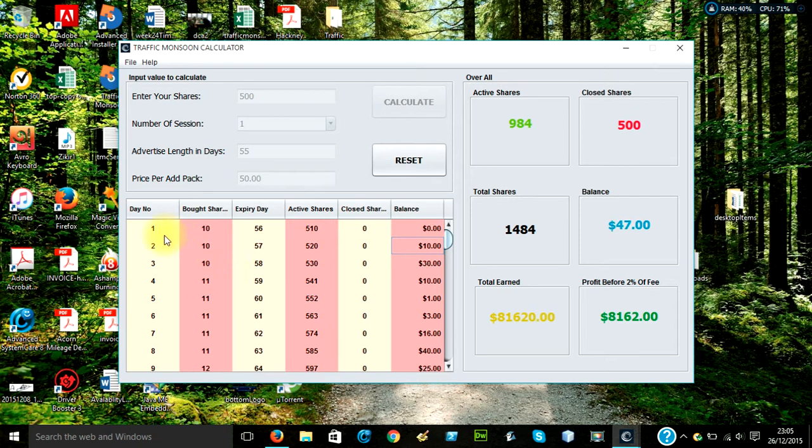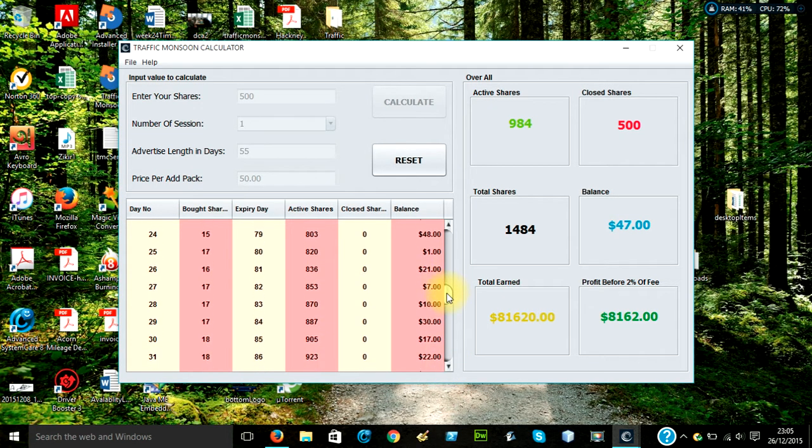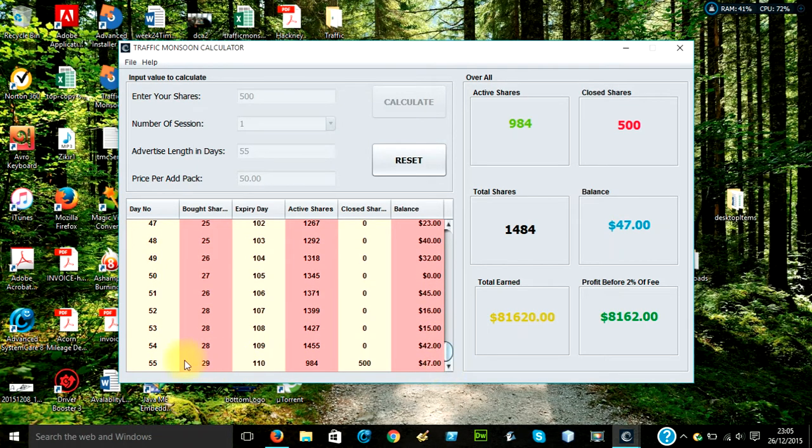If you buy every day like this, on the fourth day you're going to buy 11, on the ninth day you're going to buy 12. Basically it's going to increase. You can see the list is increasing and increasing. Once you reach 55 days, on day 55 you're going to buy 29 shares. The 29 shares will be closed on day 110, and active shares will be 984, and closed shares will be 500.